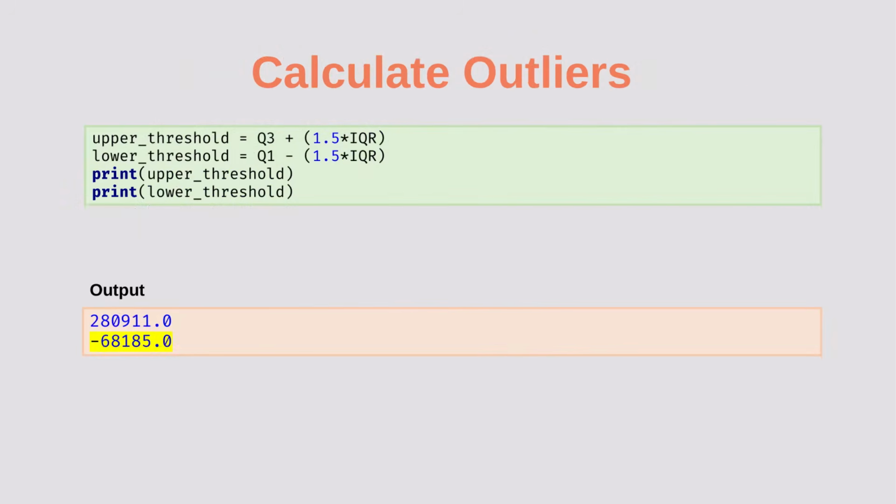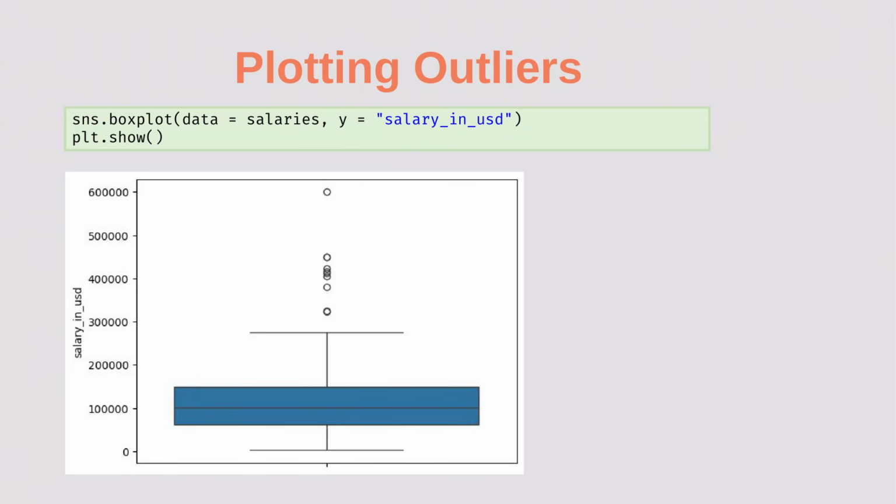Now we can plug these values into our formula to find out the threshold for outliers. First, the upper threshold, and then the lower threshold. When we print the results, we see that the lower threshold is actually below 0, which doesn't make sense since we are looking at salaries. We can use the boxplot function from seaborn to visualize the box plots. The empty circles represent the outliers in the dataset.